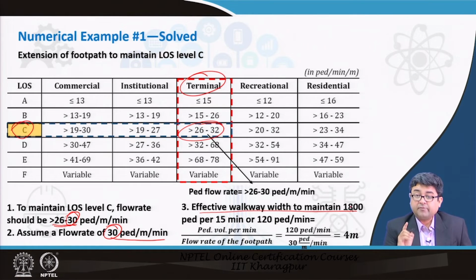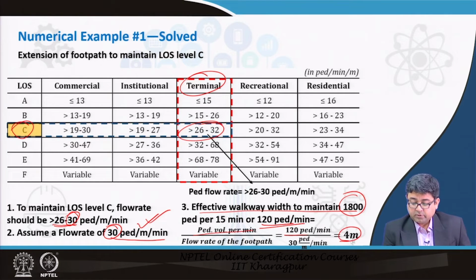Now you know how much the effective width should be. You already know that your flow rate is 120 pedestrians per minute. 120 pedestrians per minute divided by the flow rate of the footpath, which is 30, gives you the effective width of the sidewalk. So, the effective width of the sidewalk should be 4 meters in order for you to maintain a level of service C in a terminal land use.